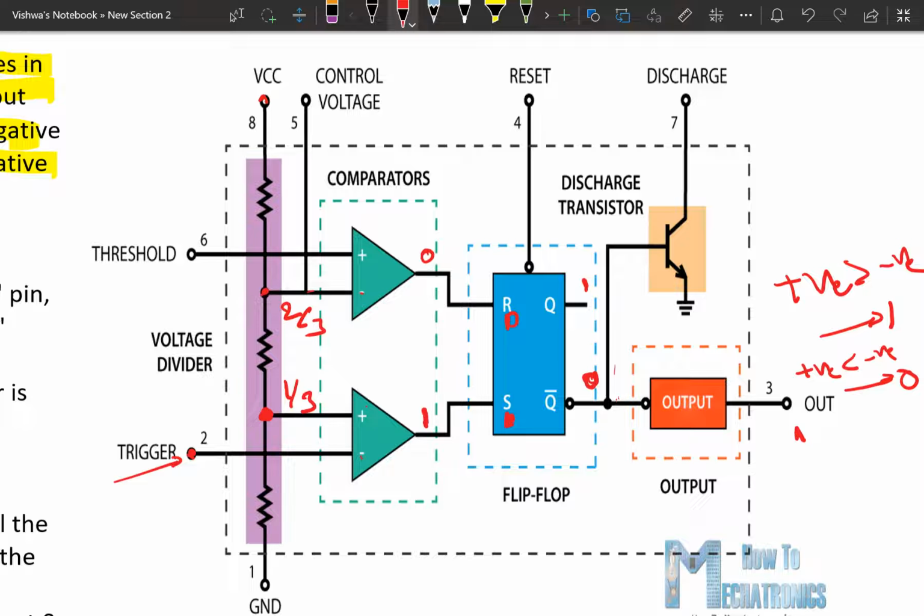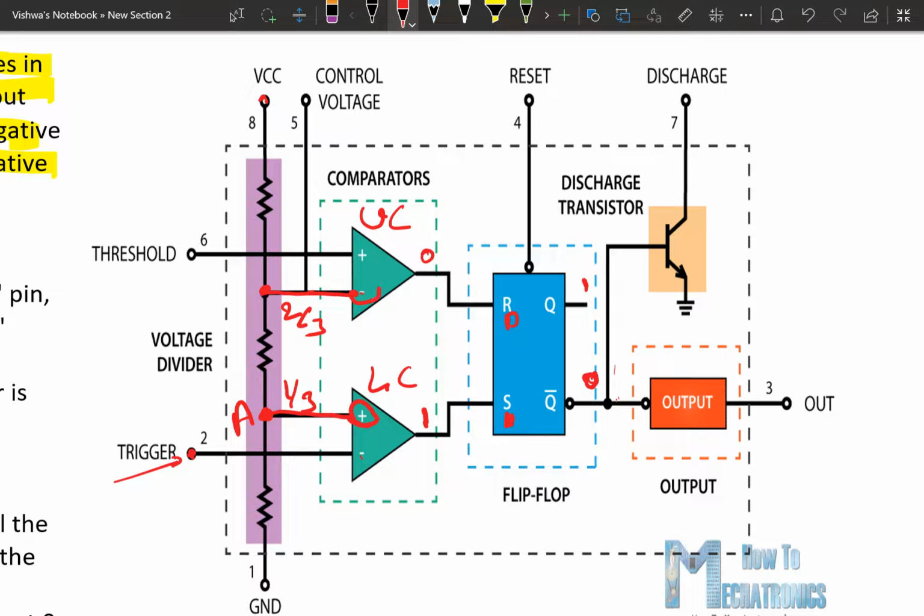The simple voltage divider works as voltage dividing. That voltage divider provides 2 comparing voltages. One at point A is 1/3, at point B is 2/3, and these two are connected to the 2 comparators. If you take this as the upper comparator and this as the lower comparator, the 1/3 voltage is supplied to the positive or non-inverting terminal of the lower comparator, and 2/3 of the voltage is connected to the inverting terminal of the upper comparator. The output of the upper comparator is connected to the reset pin, and the output of the lower comparator is connected to the set pin.